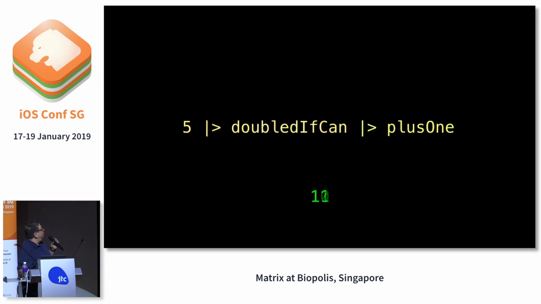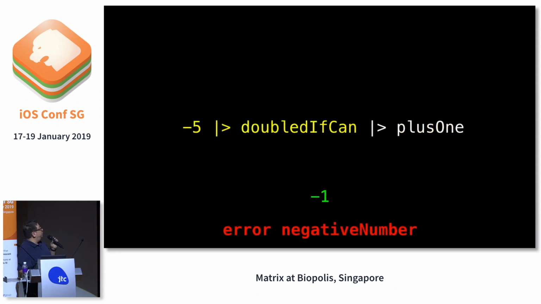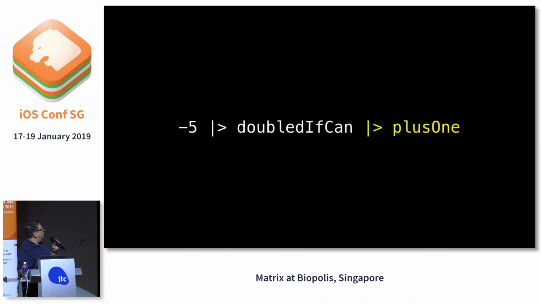I take 5 and I double it. I get 10, I pipe that into +1, I get 11. I take -5 and I double it, and I got -1 as my error code. It's an error, negative number. I plug that into +1. I still have my error code, but that -1, I've now added 1 to it, and my value is 0, and tried debugging that.